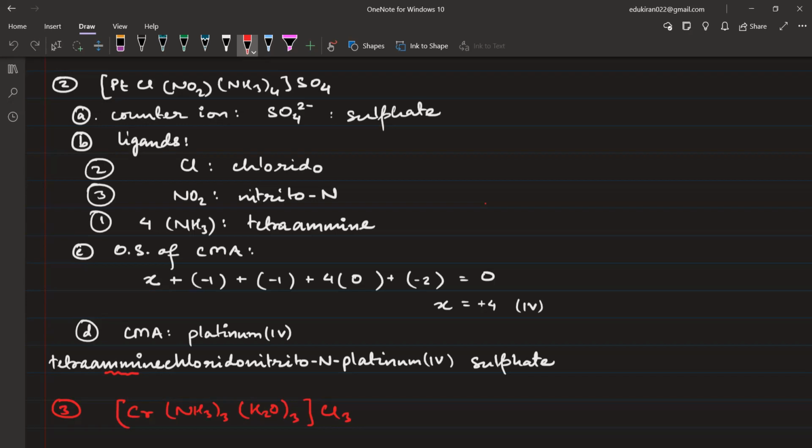Wafia, the oxidation state is not correct. Look at the oxidation state, Wafia. How many Cl do you have? You have 3 Cl negative, right? So it will be -3, not -1. Or rather, you should have done it like this: 3 into -1. So it will be +3. Okay, sir.